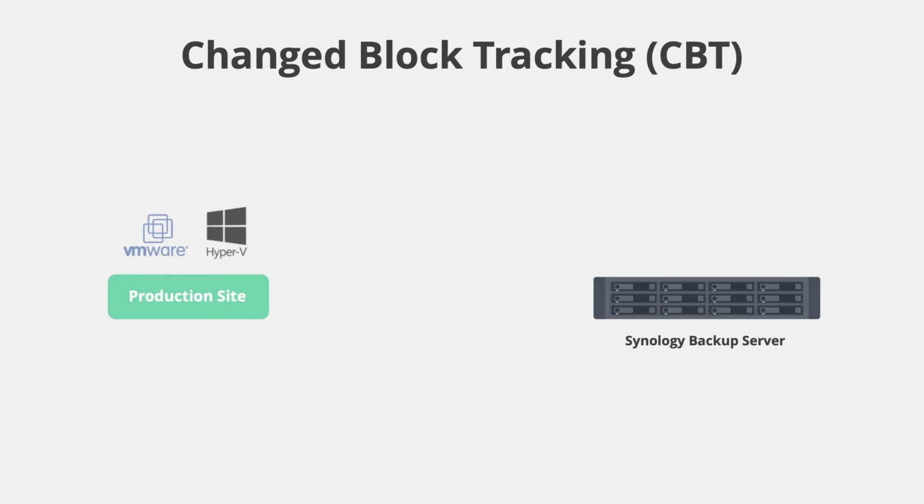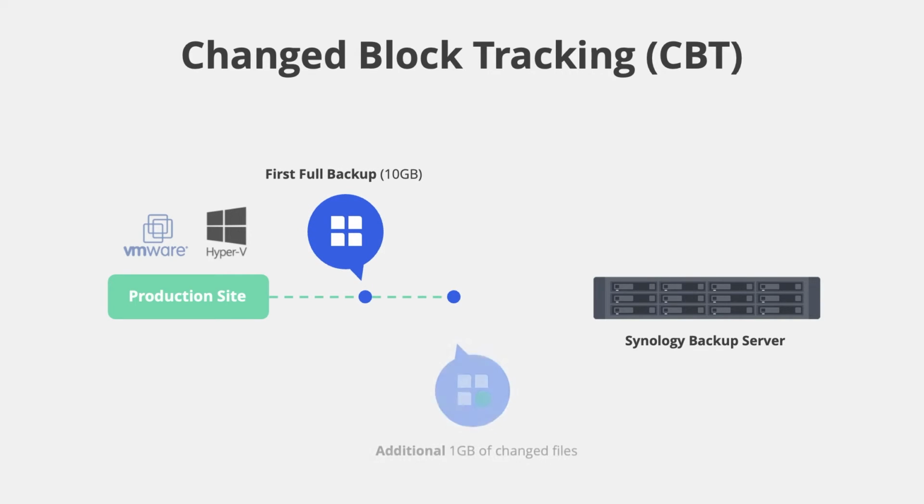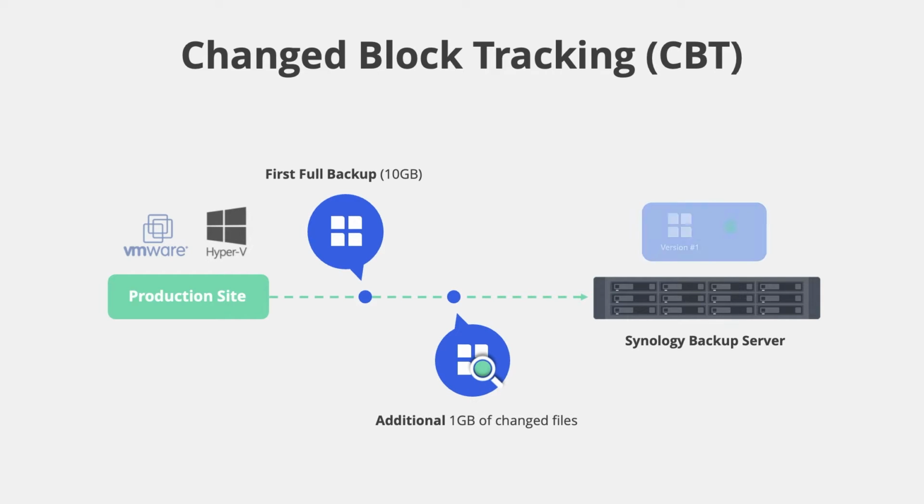The first one is called change block tracking. ABB integrates Microsoft Volume Shadow Copy Service to ensure data consistency and leverages change block tracking, CBT, to perform fast forever incremental backup. The first backup will be a full backup. Afterwards, all of your backups will only be the difference. Everything is incremental, and only the changed blocks are backed up.